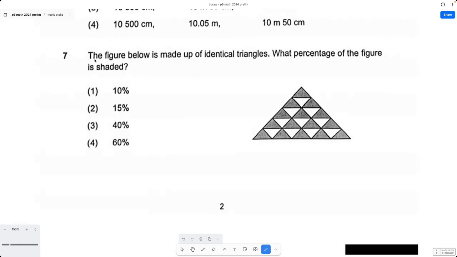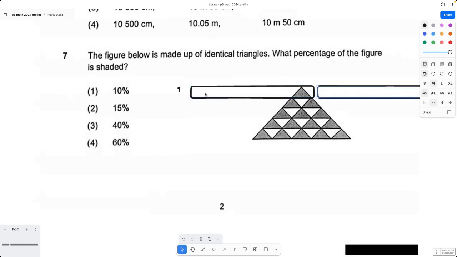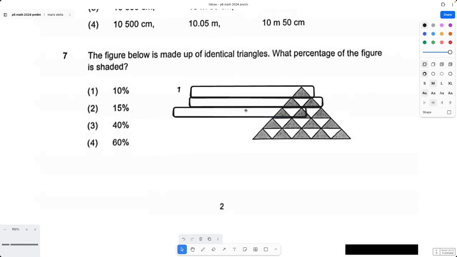Question 7. The figure below is made out of identical triangles. What percentage of the figure is shaded? We can count the number of shaded triangles and the total triangles. Let's calculate layer by layer. This is the first layer, and then I'm going to calculate like this, and then like this, and this as well.